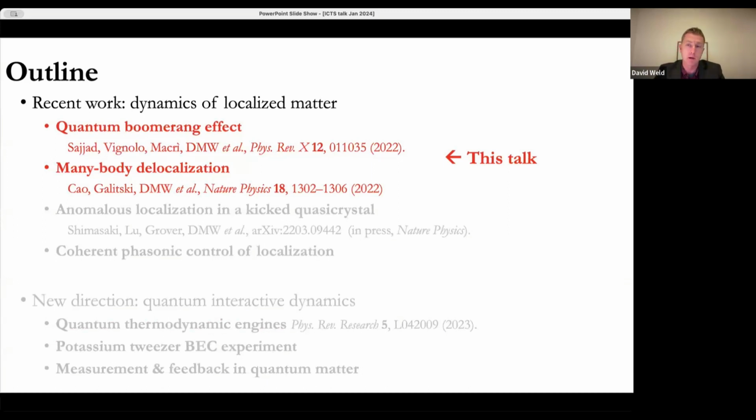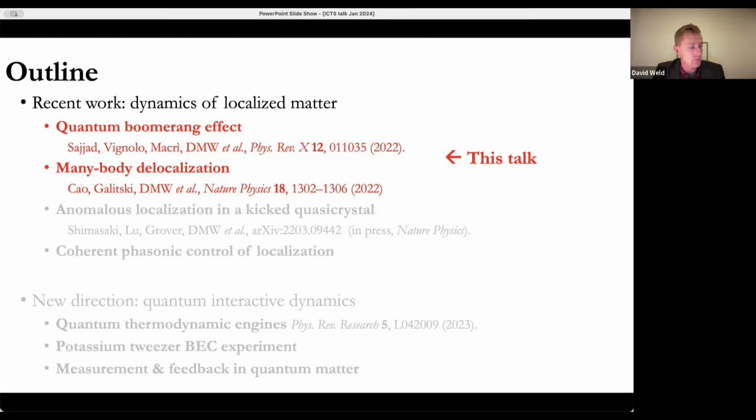Today, instead, I'm going to talk about things that are a little more suited to the topic of this program, having to do with the stability of quantum matter away from equilibrium. And it's really two major experiments in my lab, one of which was the observation of something called the quantum boomerang effect, and the other one of which was the study of the effect of interactions on localization in the quantum kicked rotor.